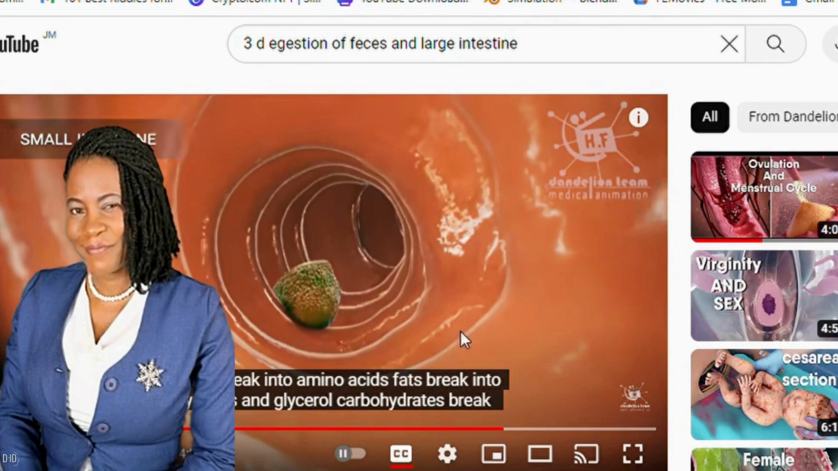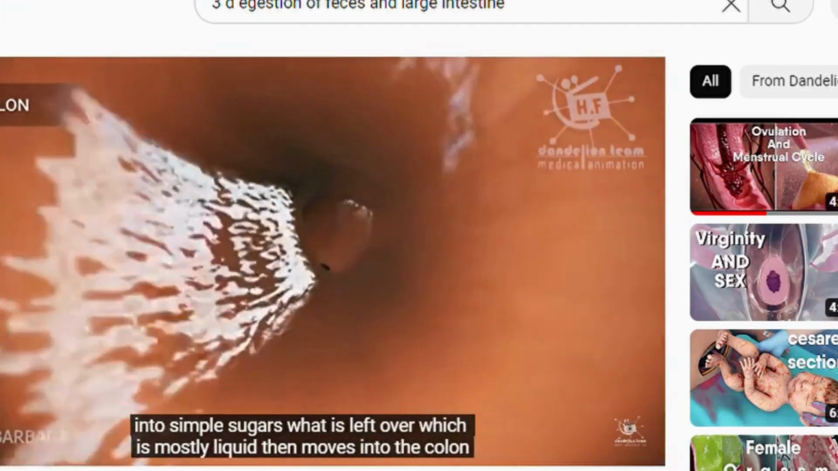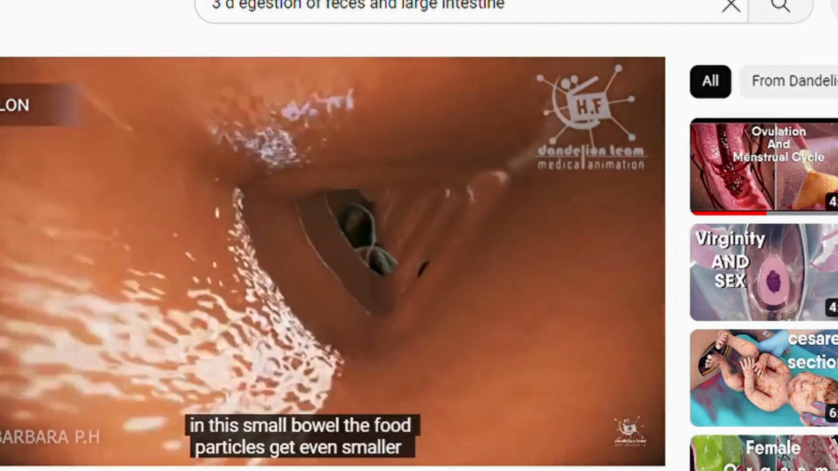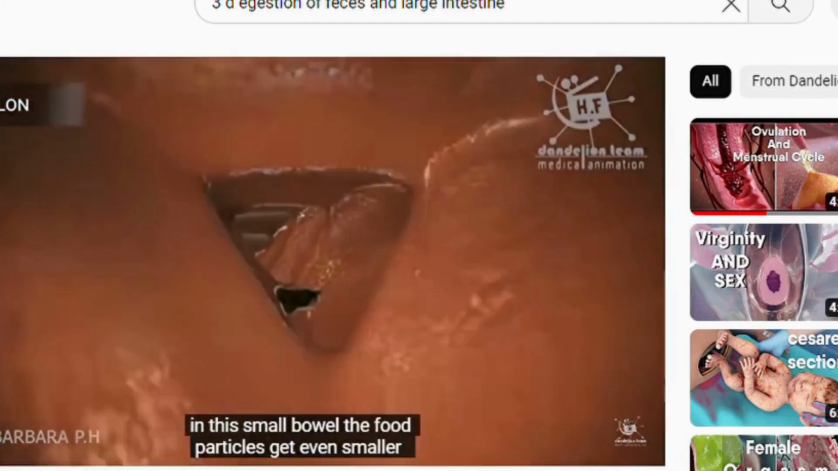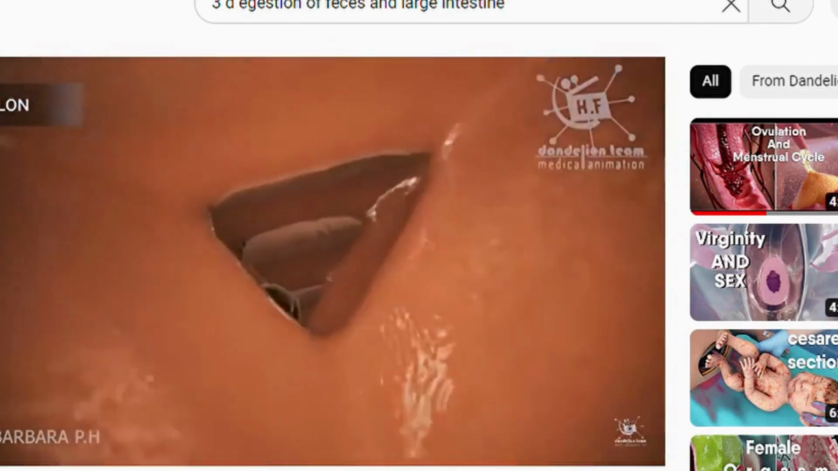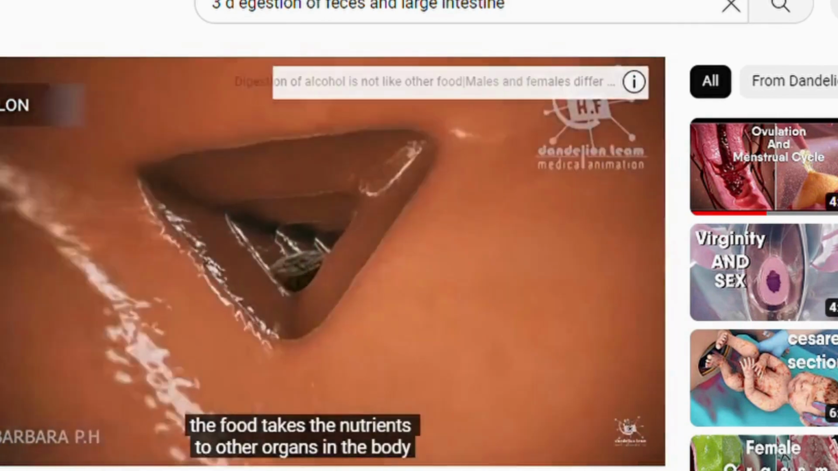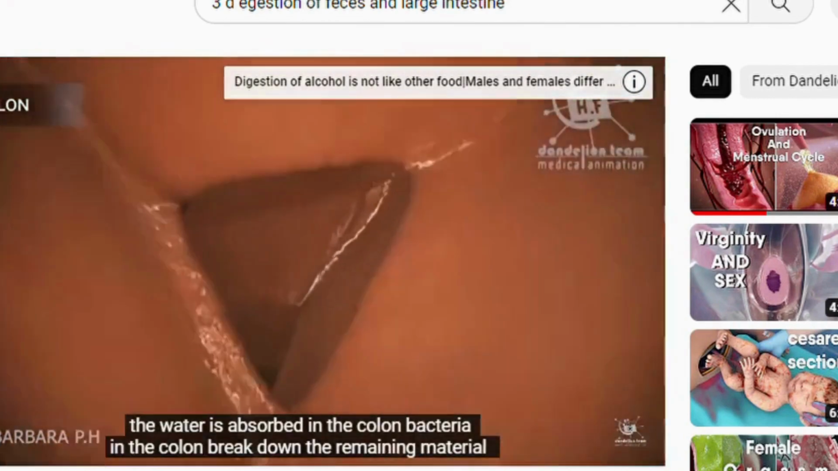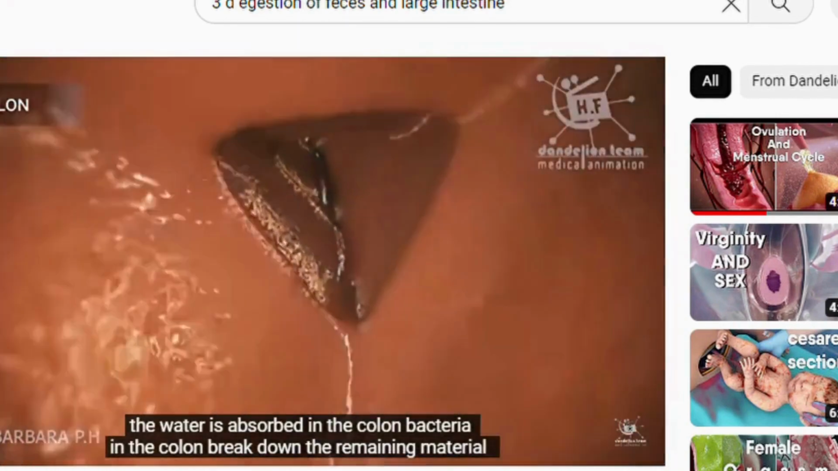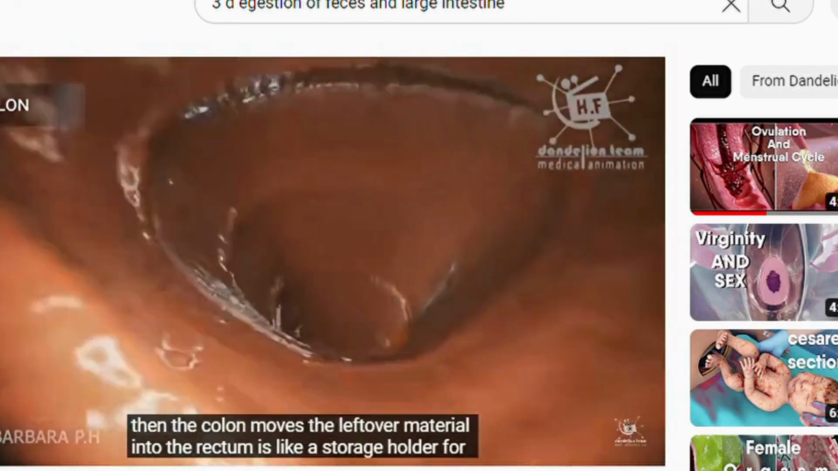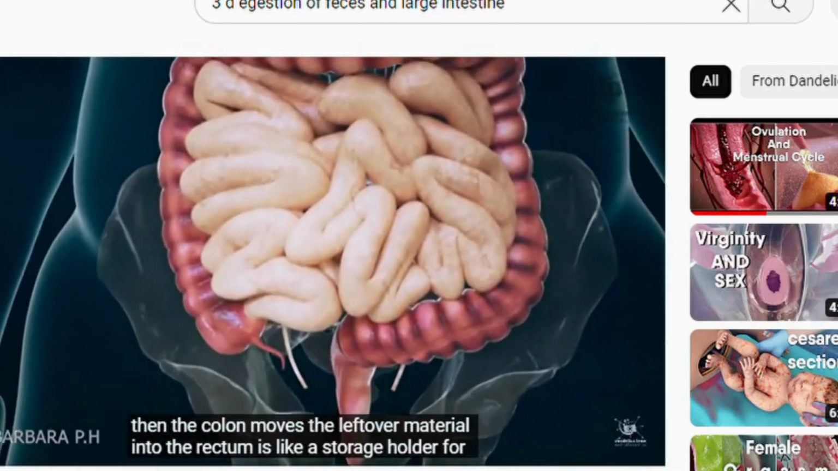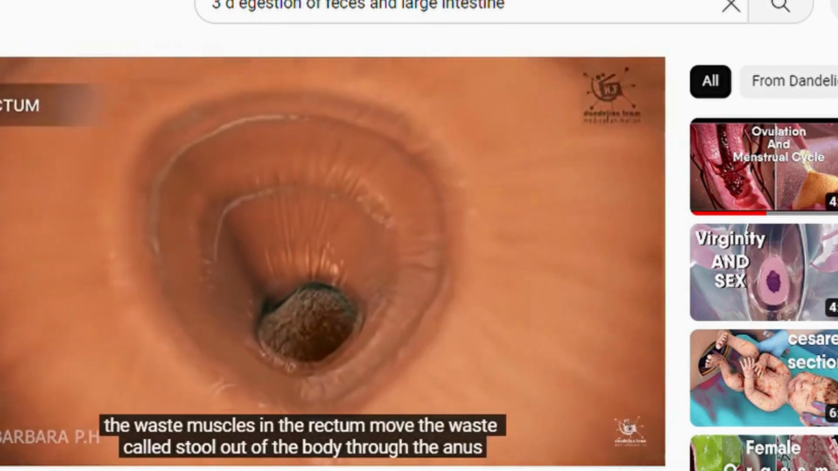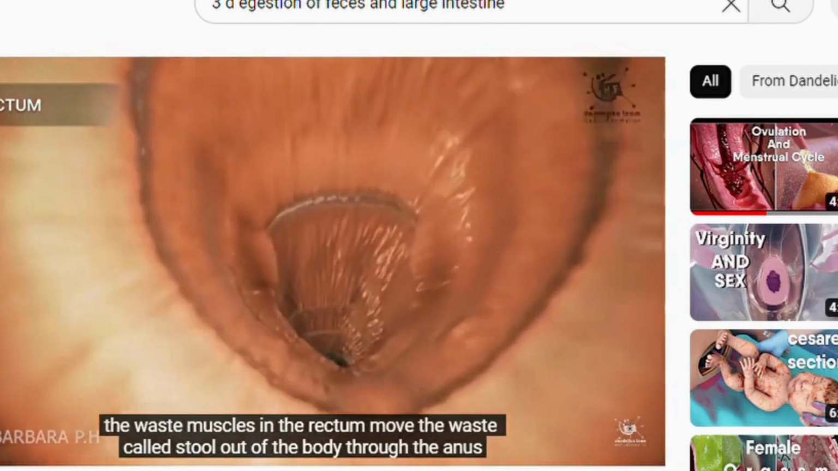Let's watch. Leftover material, which is mostly liquid, then moves into the colon. In the small bowel, the food particles get even smaller. The blood takes the nutrients to other organs in the body. The water is absorbed in the colon, bacteria in the colon break down the remaining material, then the colon moves the leftover material into the rectum. The rectum is like a storage holder for the waste. Muscles in the rectum move the waste, called stool, out of the body through the anus.